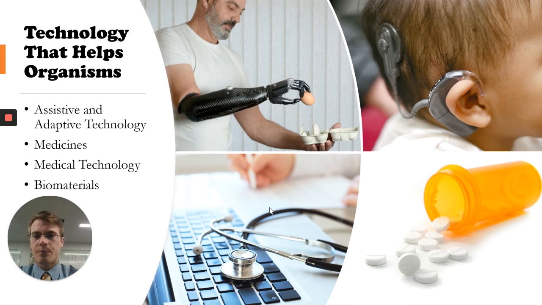Then medical technology, things like stethoscopes, pictured here in the bottom left, that help doctors read heart rate, things like that. And then biomaterials, that's one of the most interesting things right now. Biomaterials, this arm is actually connected to the neurons in his brain. The synapses in his brain can actually control his fingers. He can actually pick up an egg with that, which is pretty crazy. So biomaterials are basically the interaction between technology that interacts with our neurons and our senses and allows us to function within that.